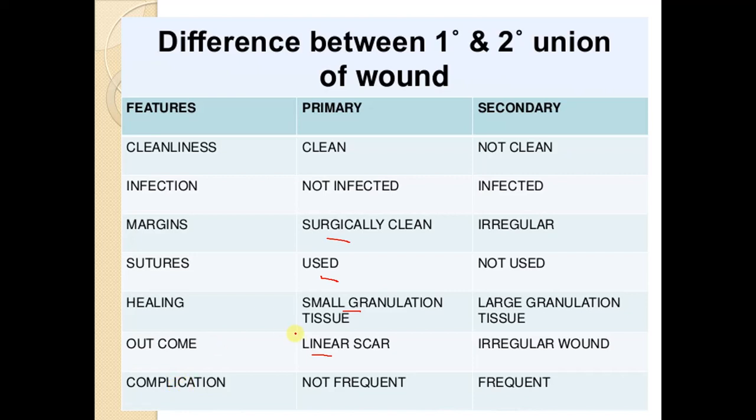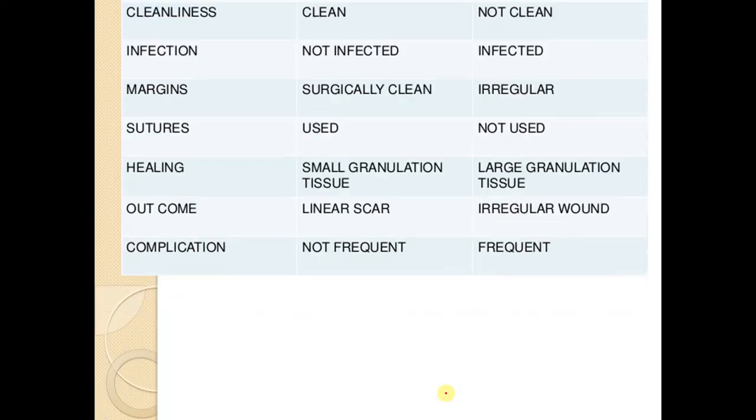As a result, a small linear scar might be formed, and in these wounds usually no complication is seen. However, in case of those wounds which are not clean, which are infected, whose margins are irregular, sutures cannot be used to bring their edges together. As a result of the larger tissue defect, larger granulation tissue will be formed, and so a larger ugly scar will be formed. And in these wounds, a complication is a frequent finding.